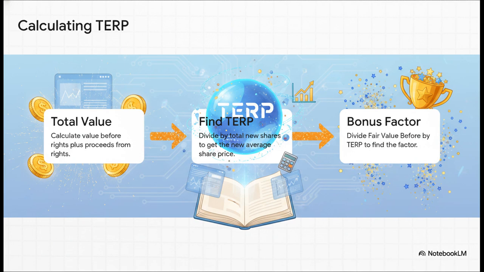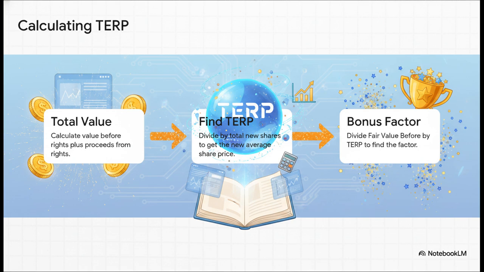So to figure out exactly how much of a bonus factor is baked into that discount, we use a slightly intimidating acronym, TERP, or Theoretical Ex-Rights Price. Now don't let the name scare you. Think of TERP simply as the new average share price after that discounted cash actually hits the bank.